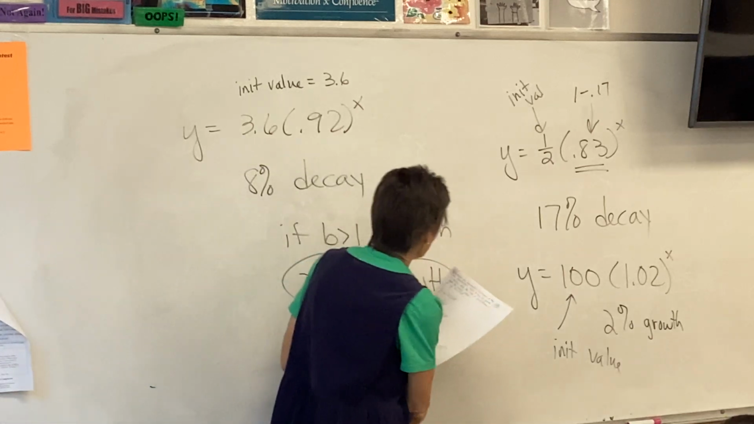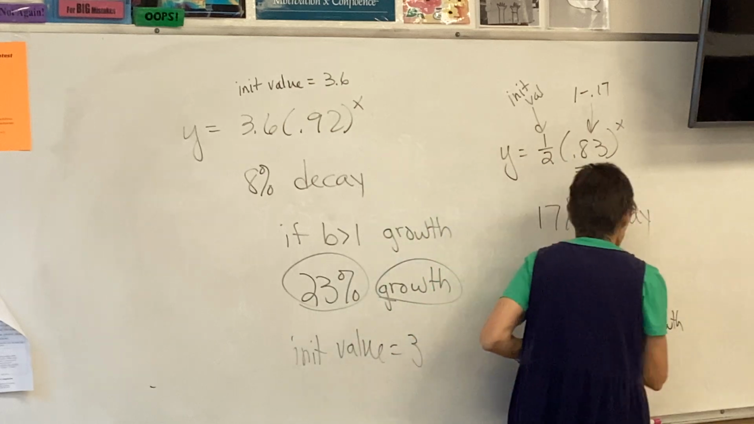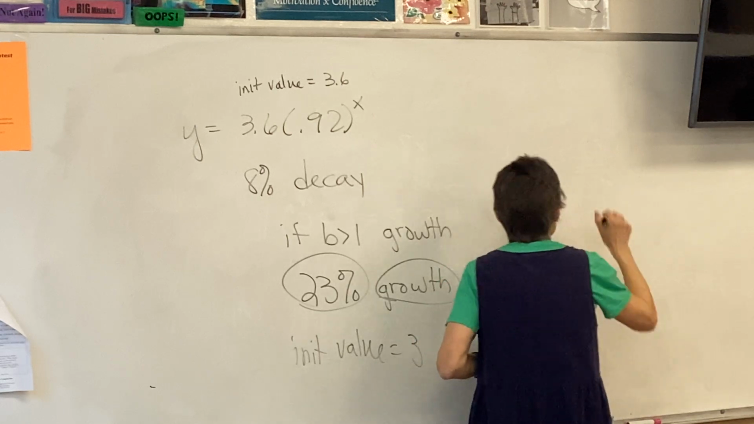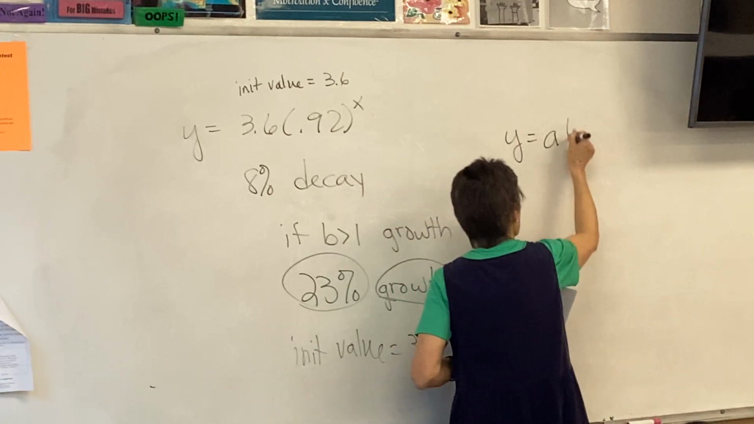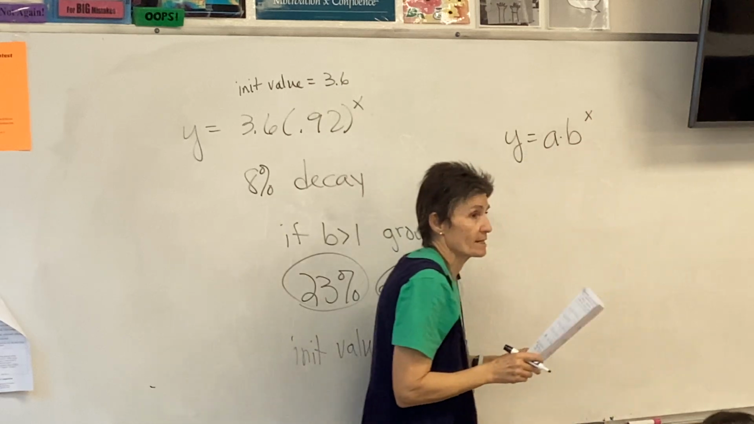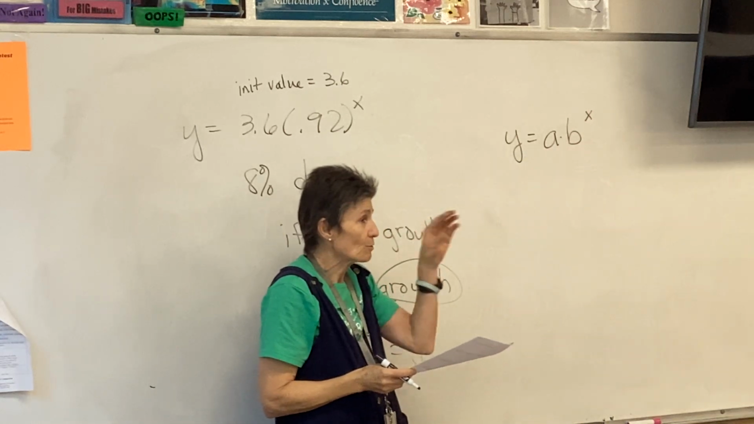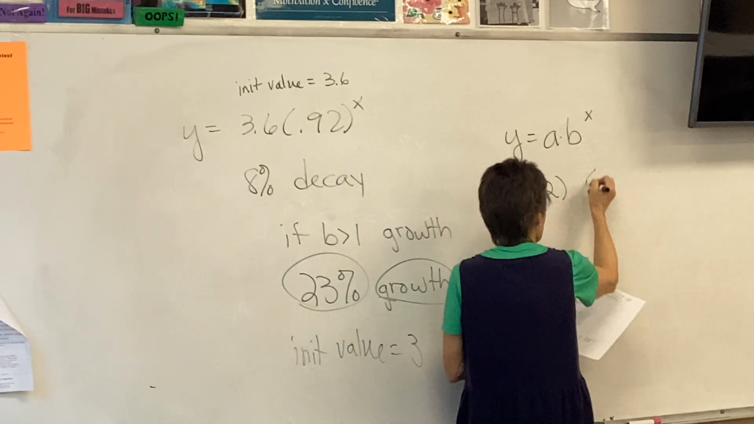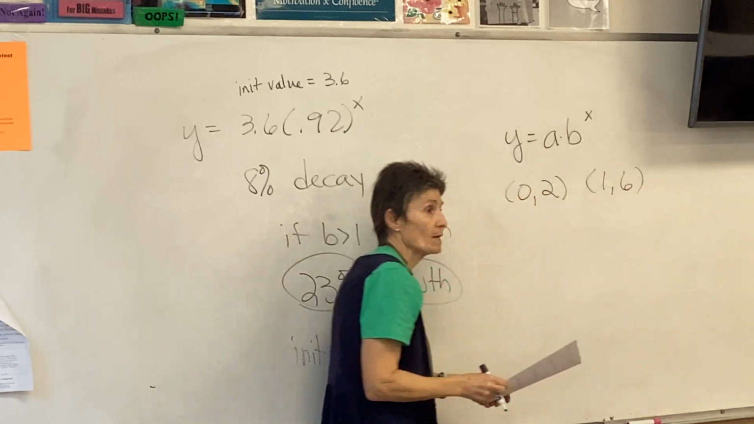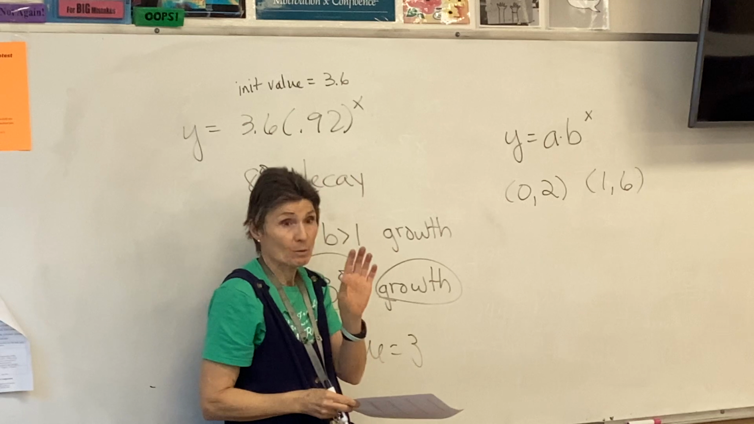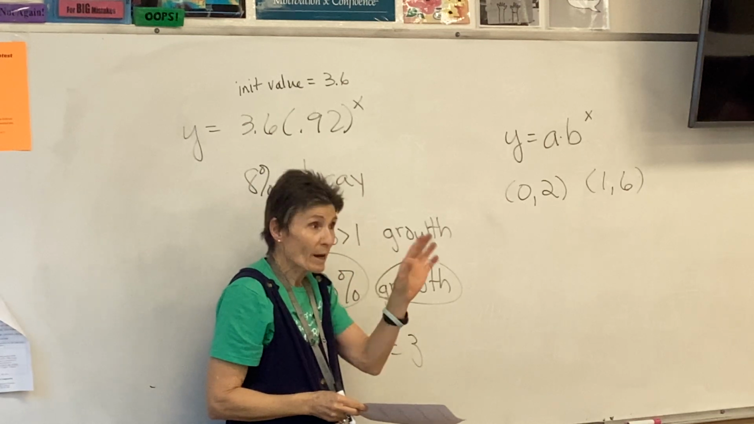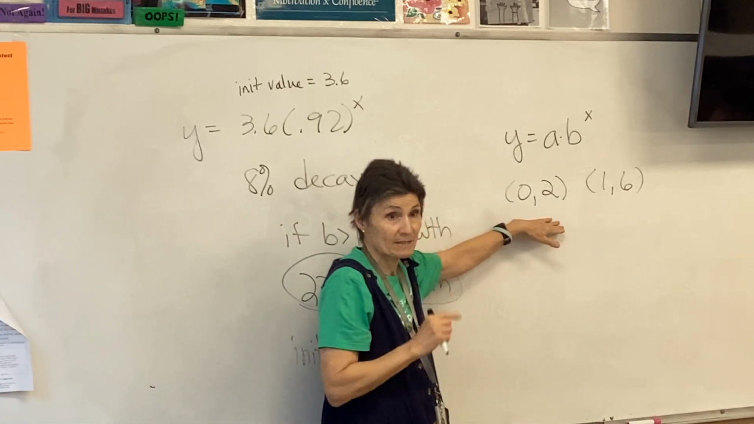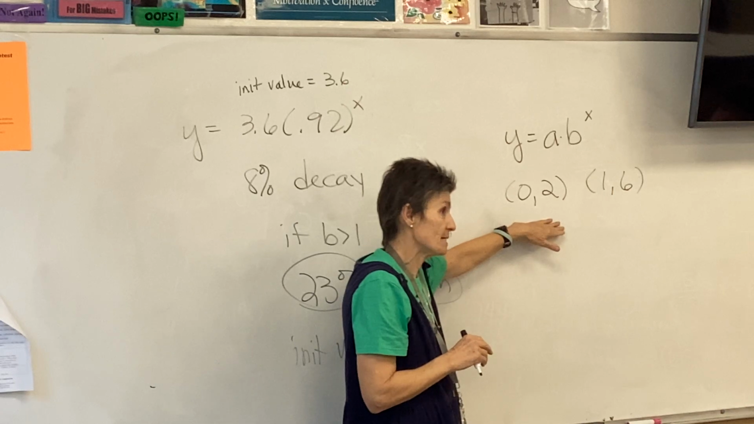All right, now number 2 says, write your own exponential equation. So please write this down. This is what an exponential looks like. You are going to write your own equation. They have given you 2 points. These can get wild and wacky, but not the way I'm going to give them to you, because one of your points is always going to have a 0, and that's going to make our problem a lot easier.